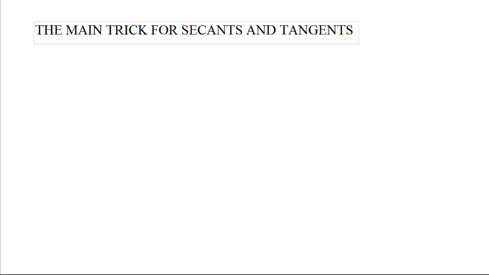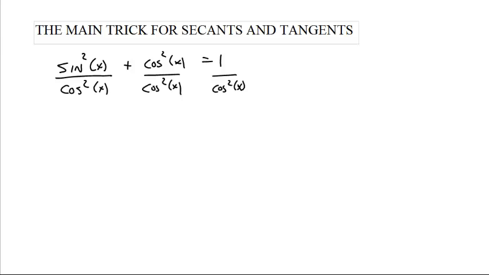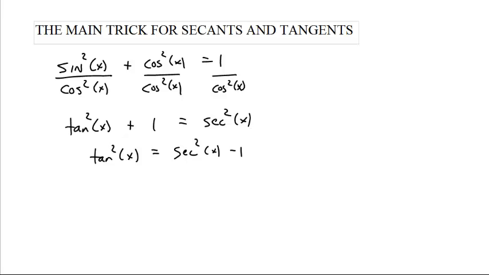Okay, just as there's a main trick for sines and cosines, there's a main trick for secants and tangents, which begins remarkably the same way. Sine squared plus cosine squared is 1. Divide everything through by cosine squared. Because sine squared over cosine squared is tangent squared, cosine squared over cosine squared is 1, and 1 over cosine squared is secant squared. So secant squared is 1 plus tangent squared, and tangent squared is secant squared minus 1. This can be used to turn things into the good format.